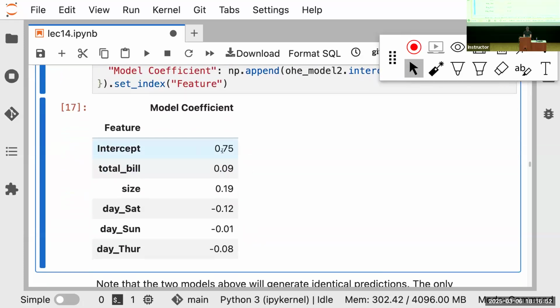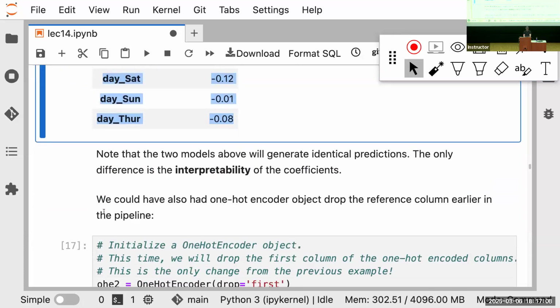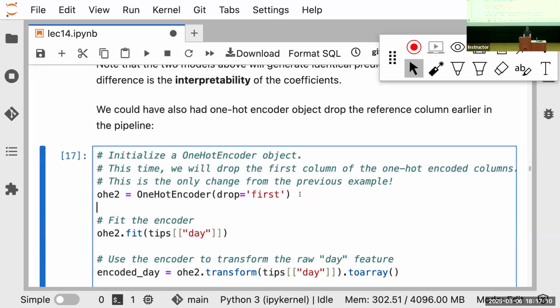All right, so let's fit it, and let's see what the coefficients look like. And hopefully you trust me, we end with an intercept coefficient, same as what we saw in the lecture, same as the day Friday coefficient from the model without an intercept. And now we get this really nice interpretability for these other coefficients. There's some other code below this that shows you how to remove the day Friday column earlier on in the process. Probably a better place to do it.